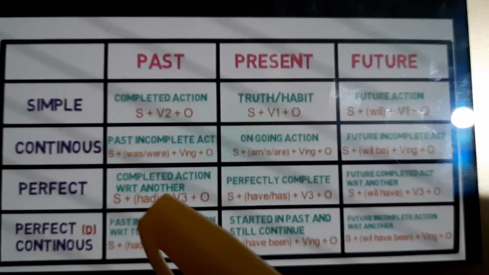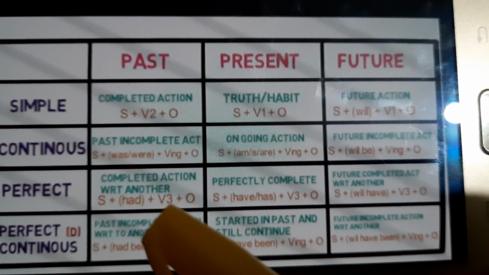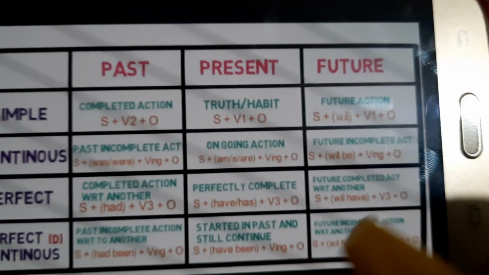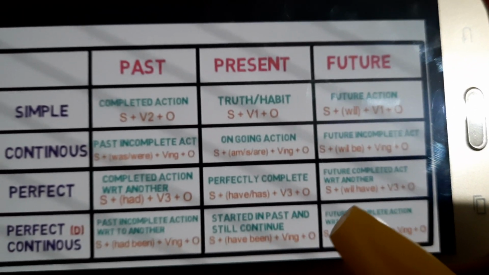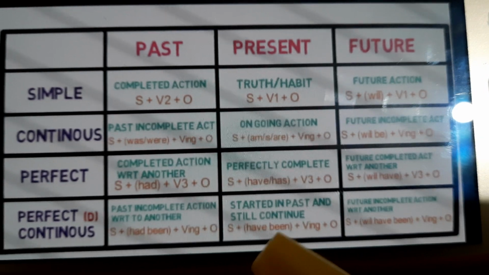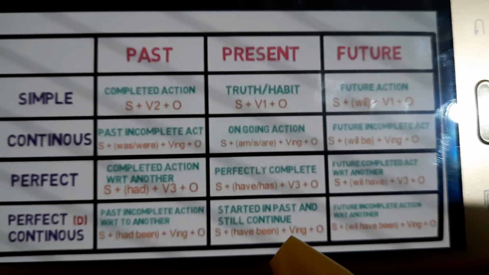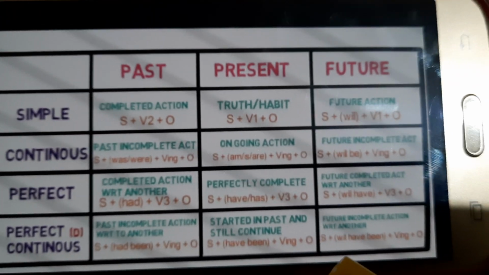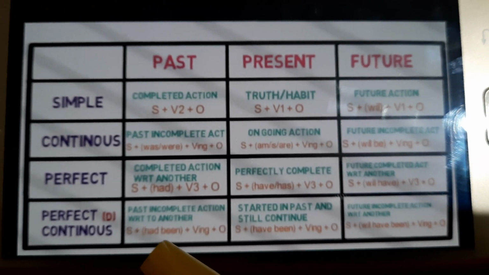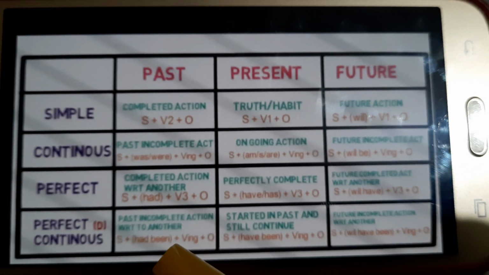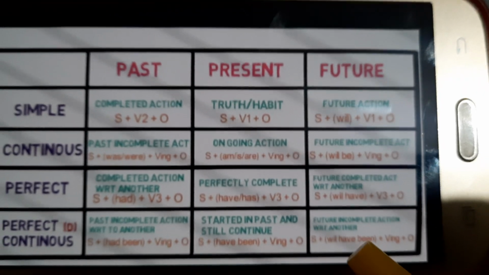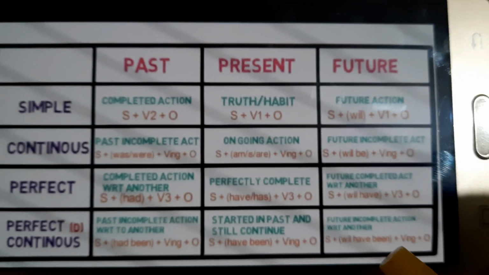In past perfect you have had with verb 3, in present perfect you have has or have plus verb 3, and in future perfect you have will have plus verb 3. In present perfect continuous tense, have been plus verb with ing; in the past you have past perfect continuous tense, subject plus had been plus verb with ing; and in future, will have been plus verb with ing.